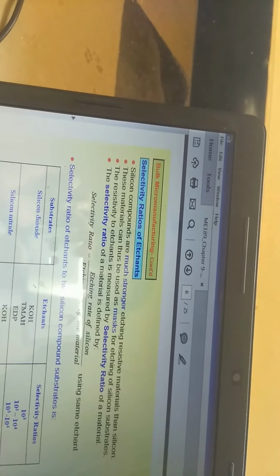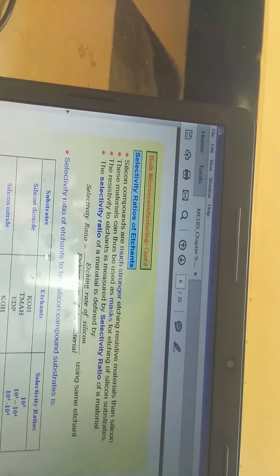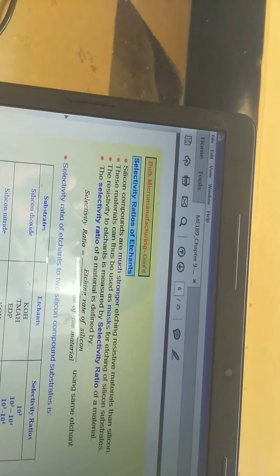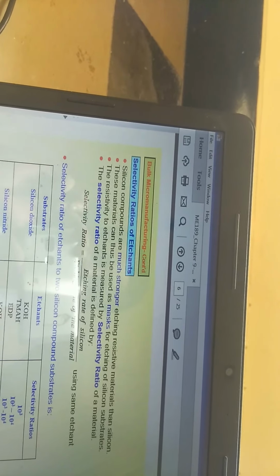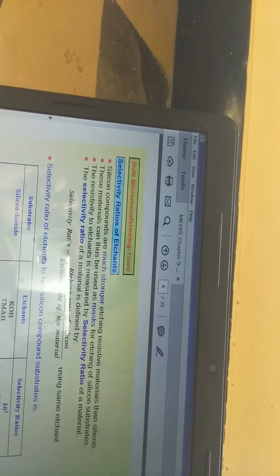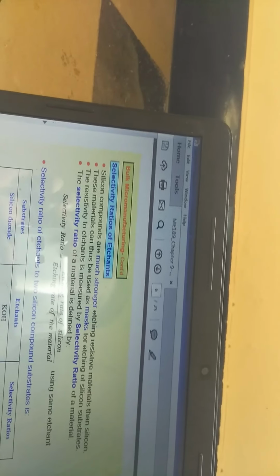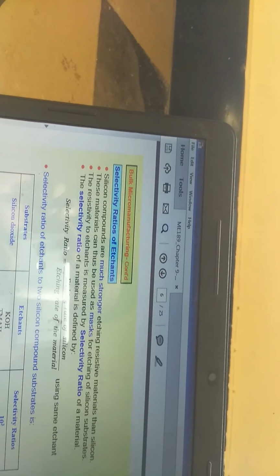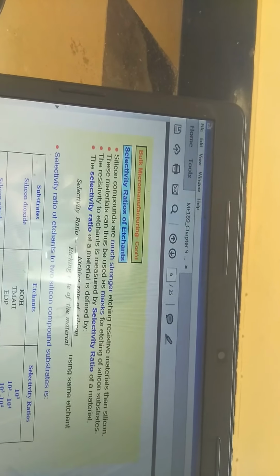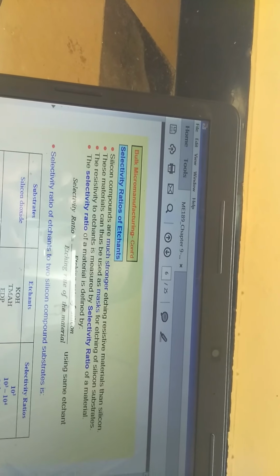These materials can thus be used as a mask for etching of a silicon substrate. The selectivity ratio is based on the etching rate of silicon to the etching rate of the material; it is a ratio. It all depends upon the respective mixture of acids and bases with respect to the water, and it also decides what type of substrate you have been using.